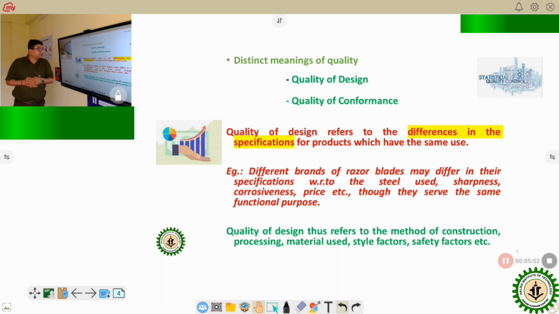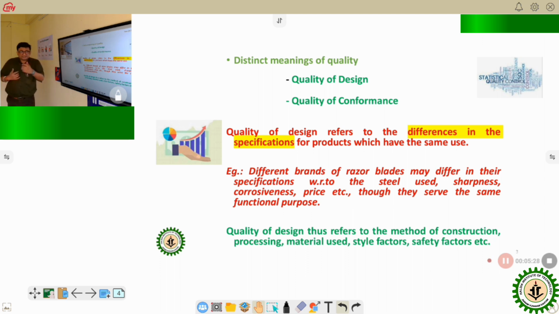One is the quality of the design, the other one is the quality of conformance. So obviously design means certain parameters are there. We will set certain parameters as fixed parameters, certain as variable parameters. The fixed parameters you call the dependent parameters, and the independent parameters we call the indirect or anything else.